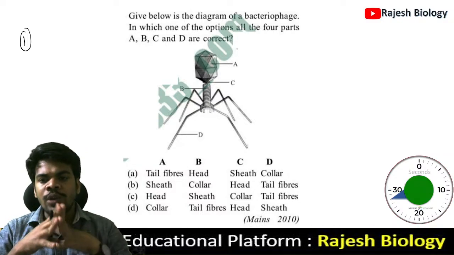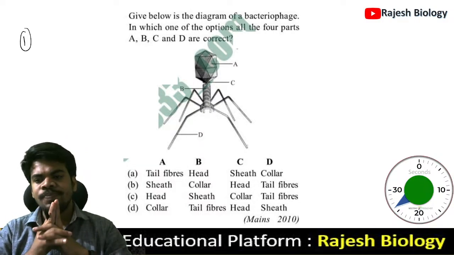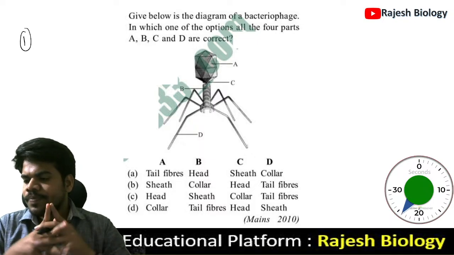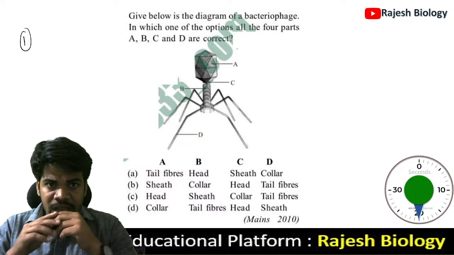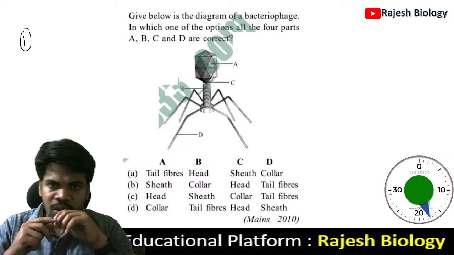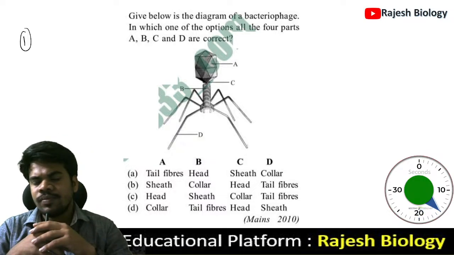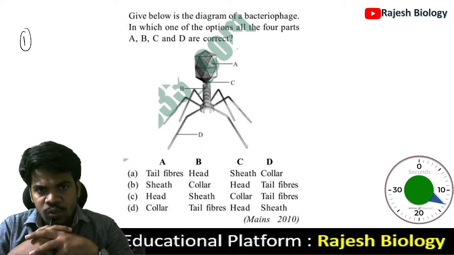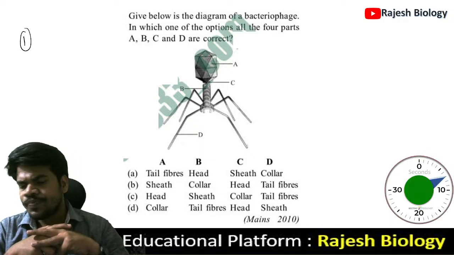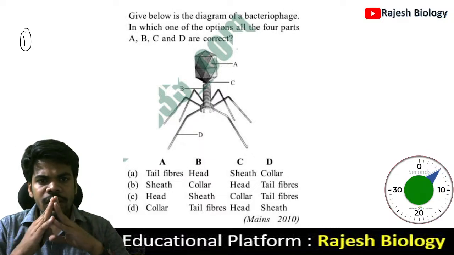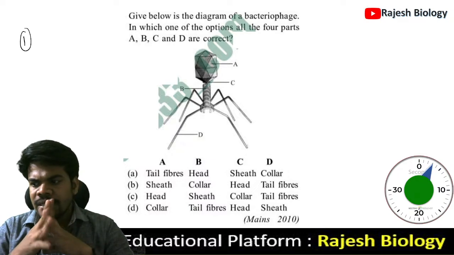For every question, you have 30 seconds. Given below is the diagram of a bacteriophage. In which one of the options are all the four parts A, B, C, D correct?